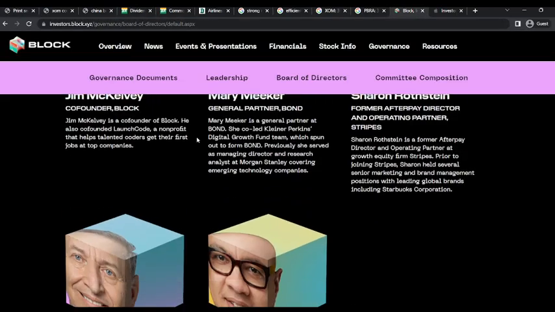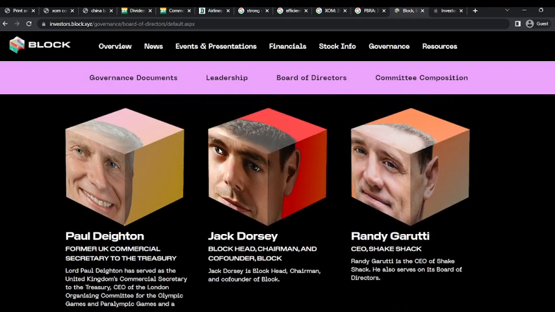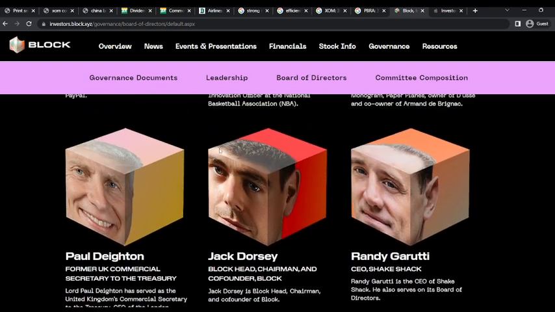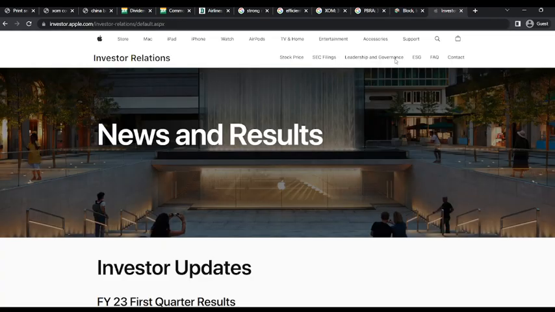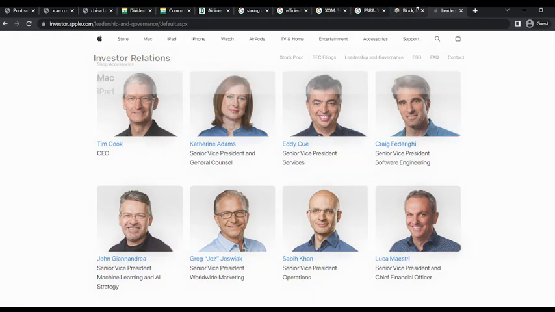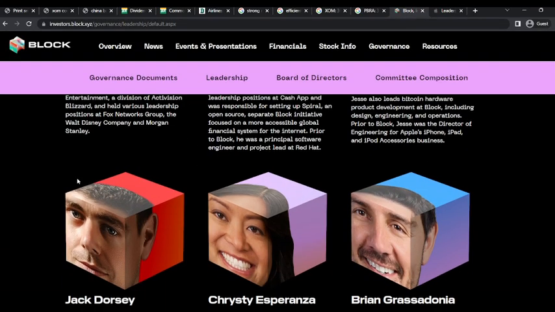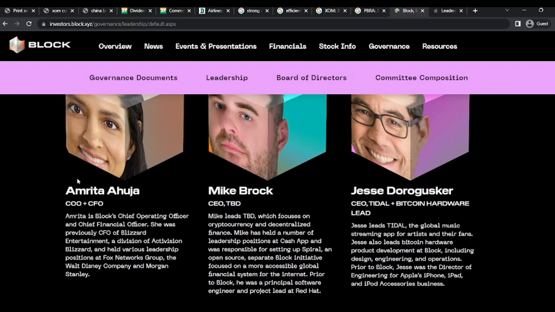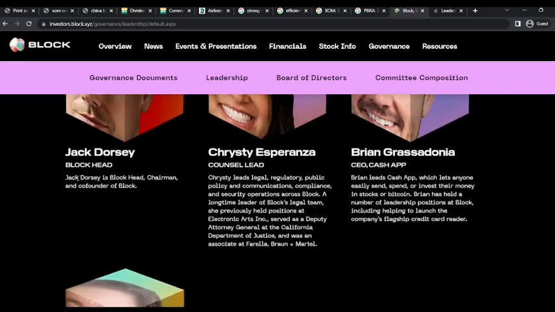Or you can look at Square and look at this hilarious and beautiful investor relations page, because again, this is hilarious. Apple's exec team, Square's, or Block, excuse me, Block's exec team. Absolutely hilarious.